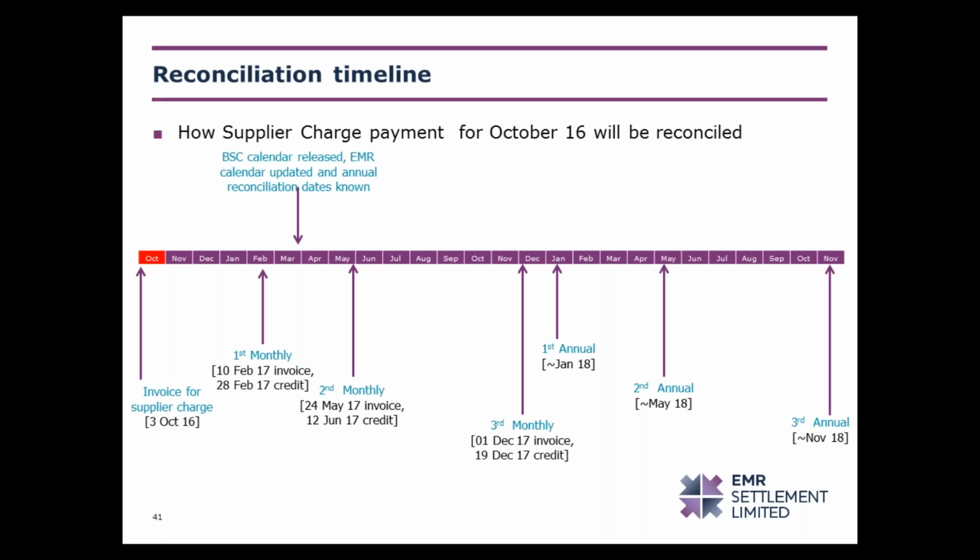But as you know, at the top of that timeline, the BAC calendar is released around March, and then the EMR calendar will be updated, and the annual reconciliation dates will be known. So at the moment on this slide, we've got a rough point at January for the first annual run, May for the second, and November for the third. But please do check our website for when we publish the updated EMR calendar for all the important dates.